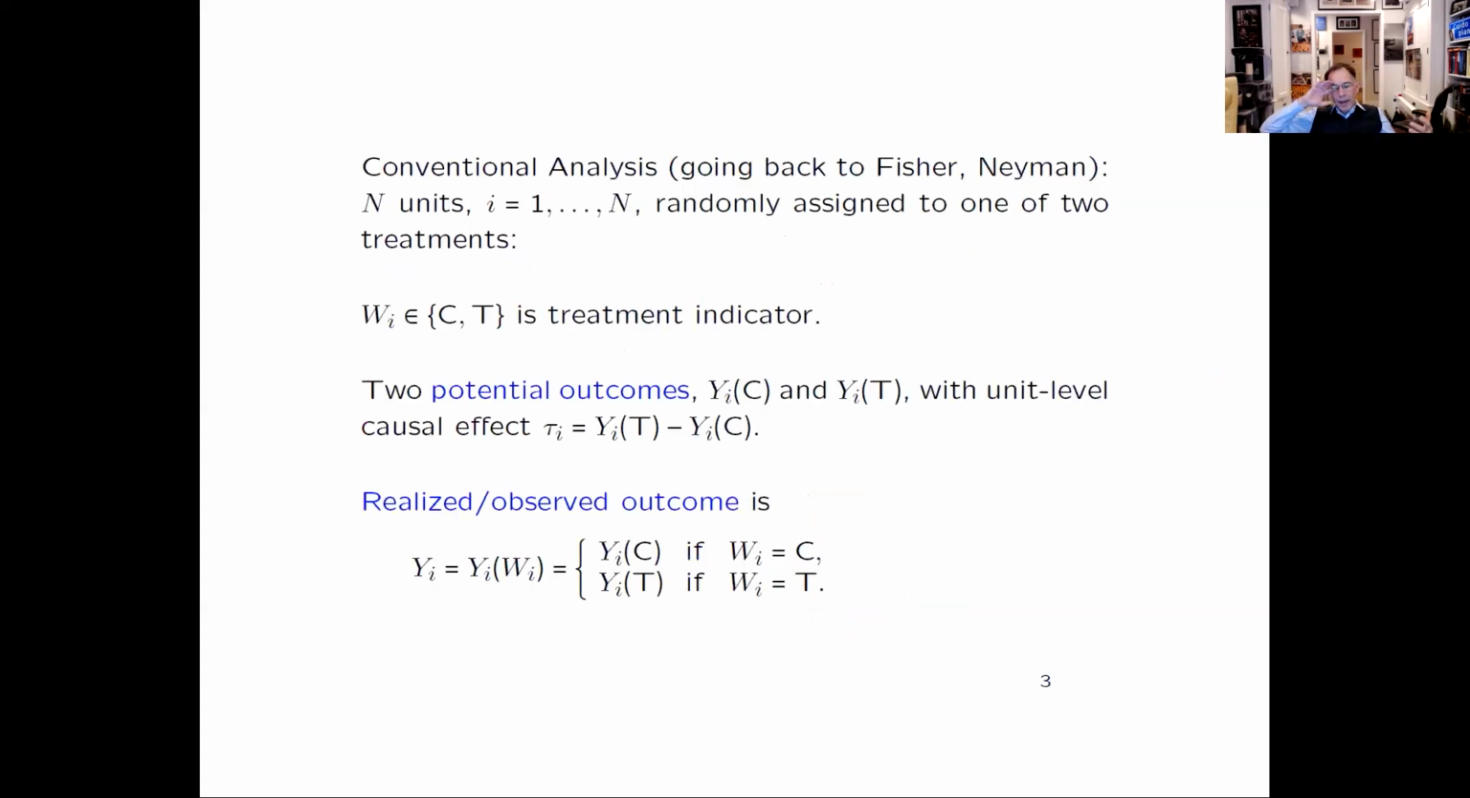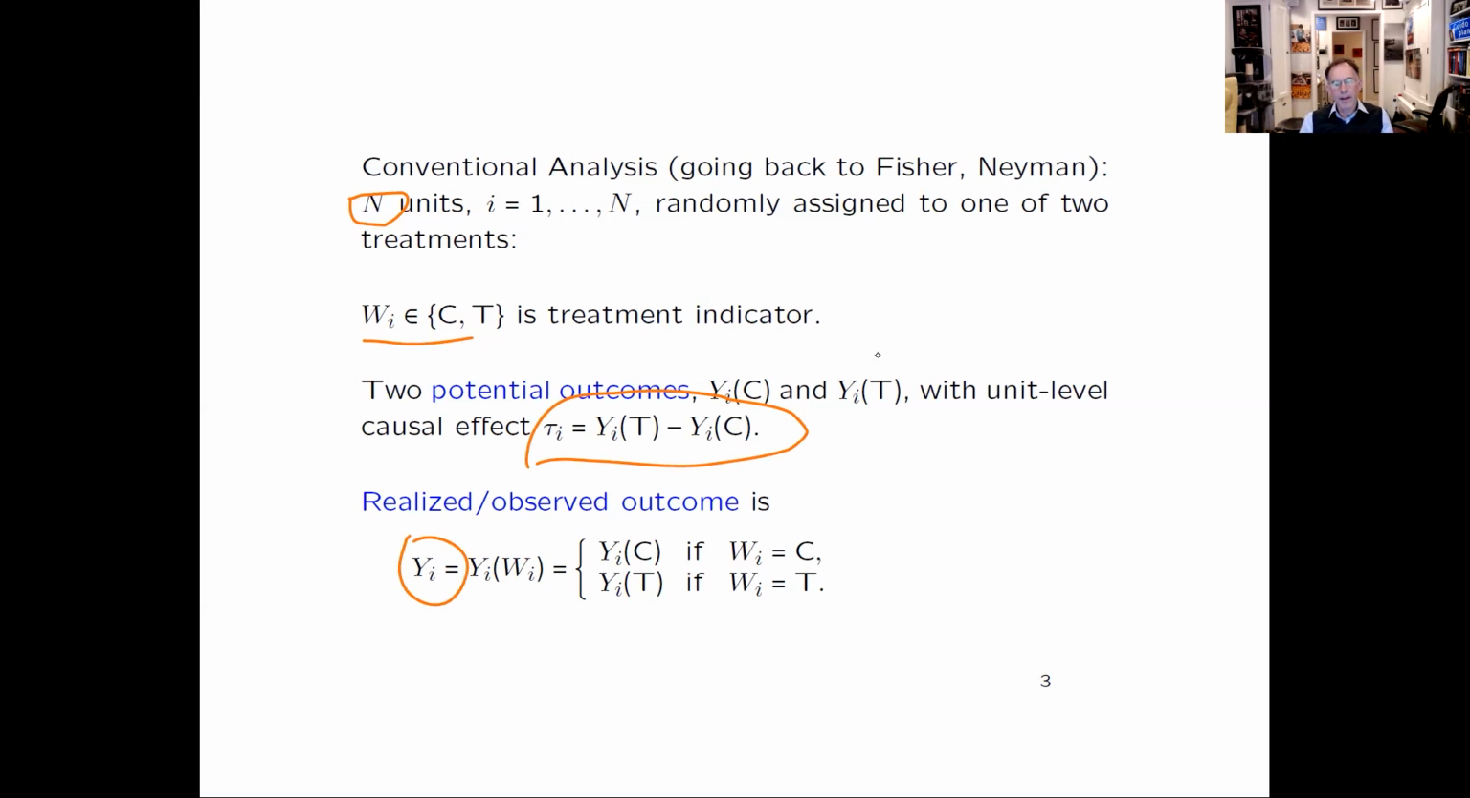Thinking about how we would analyze that, that's something we're all very familiar with. Going back to Fisher and Neyman, we would say we have a population with n units, a binary treatment, using the Neyman-Rubin style potential outcome framework. We could think about the causal effect for each unit being the difference in the outcome we would see if that unit was in the treatment group relative to what we would see if that unit was in the control group. We only see one of those, the realized outcome.